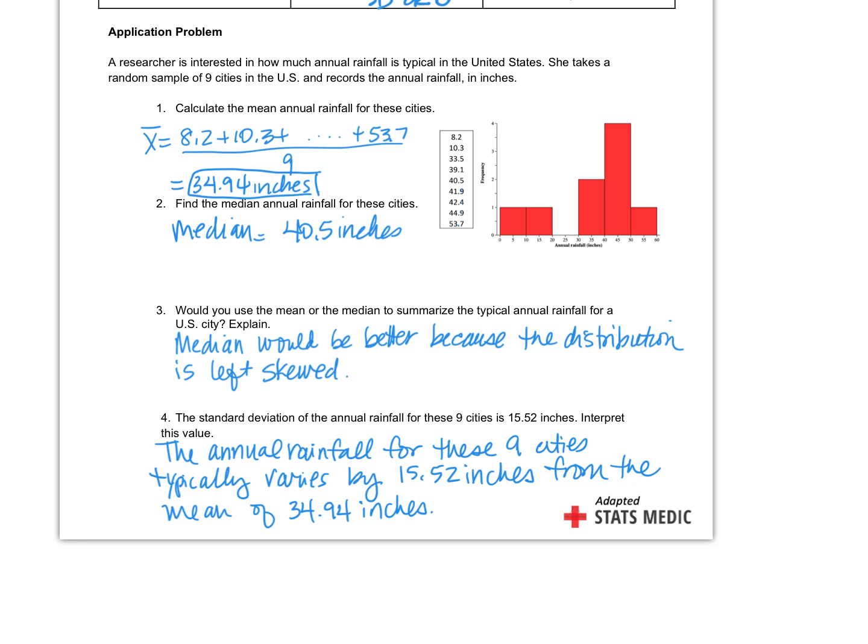It should look like this. The annual rainfall for these 9 cities typically varies by 15.52 inches from the mean of 34.94 inches. So notice context is not necessarily just one word, is it? It's annual rainfall of these cities. You want to have clear context. Do not do the very mere minimum. And we have units. Always include units. Questions? Can you do it? Absolutely. You can do it.